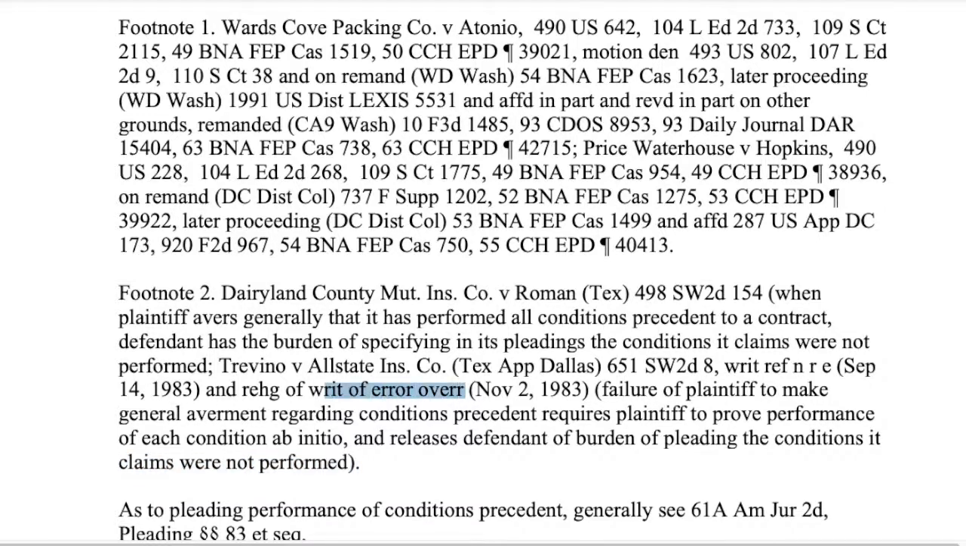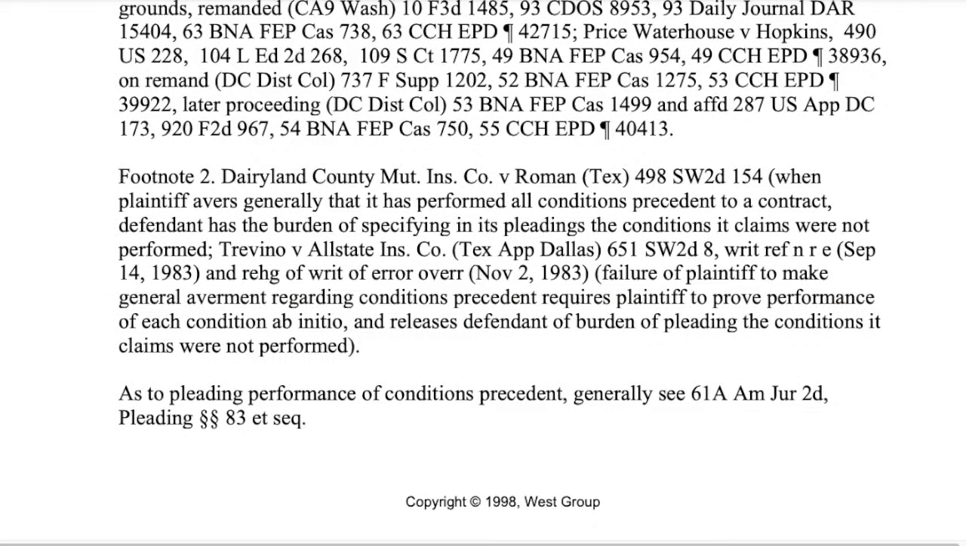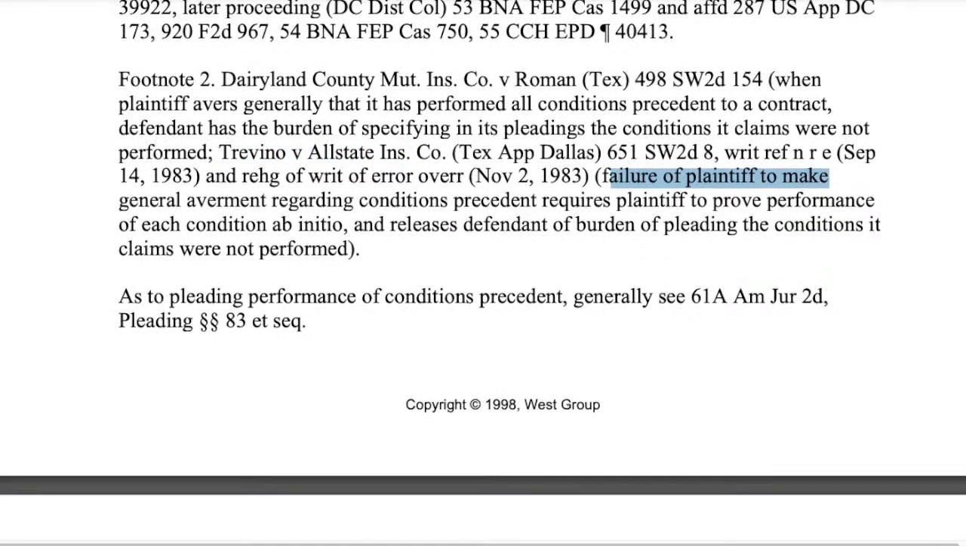Writ of error. Well, it's a different one here. But the failure of plaintiff to make general averment regarding conditions precedent, because remember it's about what the conditions precedent to a contract were. So this would be an interesting case to look at. I wonder what that would be about. Dairyland County. And this one here is Trevino versus Allstate Insurance. Okay, all right, insurance.